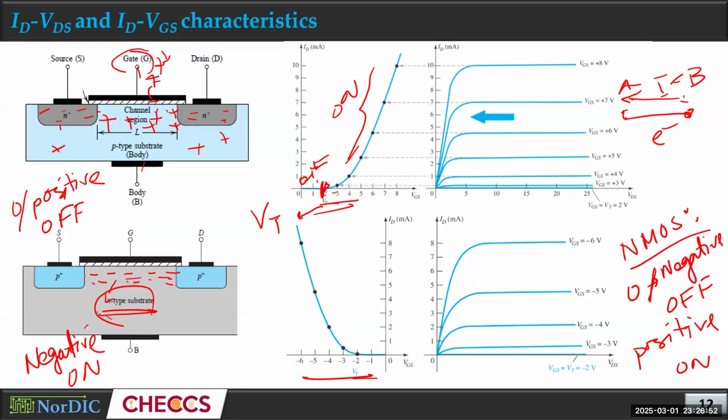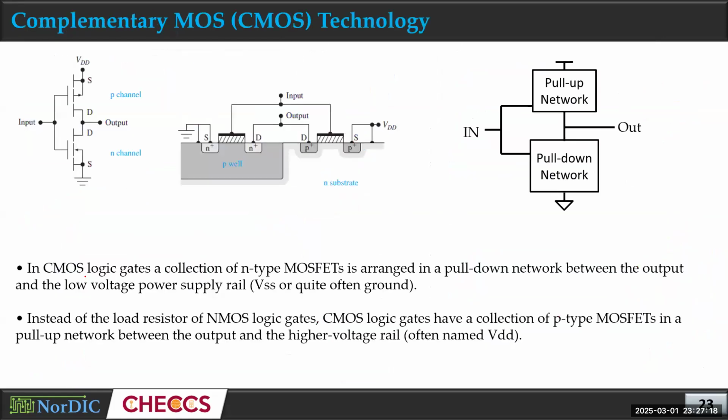So just let me ask you again, for NMOS, if we want to turn on the NMOS, what type of voltage do we need to apply? Positive. And for 0 or negative, it will remain off. Just remember this. And for PMOS, it's again the opposite. So for PMOS, to turn it on, we'll have to apply negative voltage. And for 0 or positive, it will remain off. Okay. Just remember this. We'll need this later.